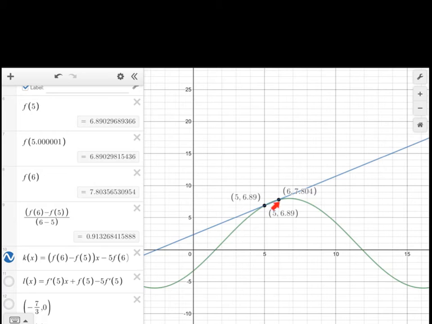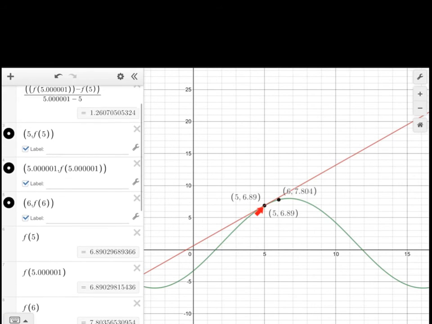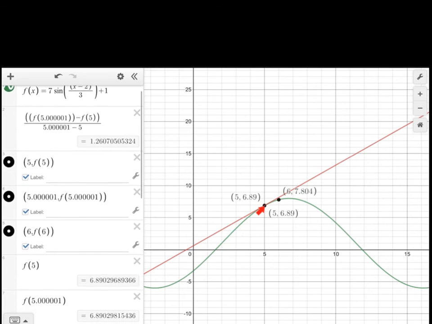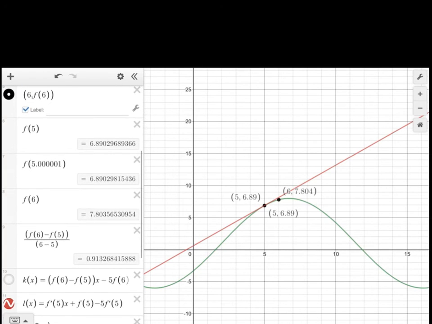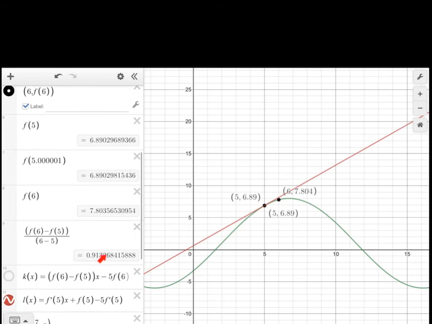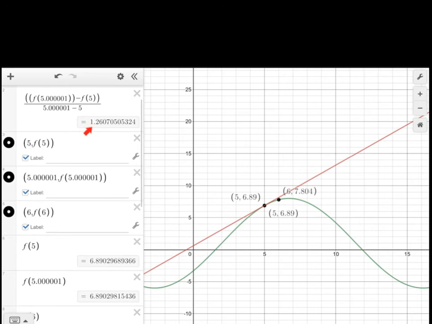Right? Let's check the instantaneous rate of change, or at least an estimate of it. And there we go, right about that point. The instantaneous rate of change, that's right here, is about 1.2607. Remember, the average rate of change was about 0.91. So it's a bit steeper at 5 than what it is between 5 and 6. Well, yeah, we can see that. It's on its way down.